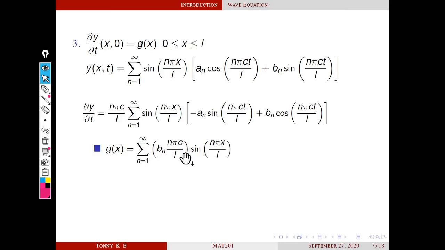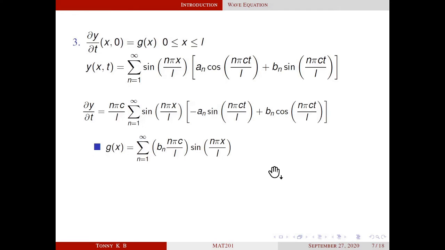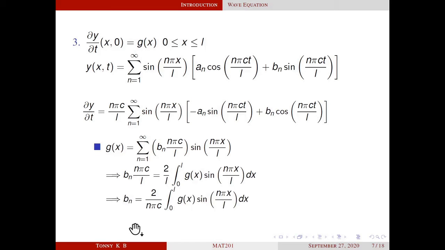So this is the Fourier sine series of g of x, right? So this Bn into n pi c by l is the Fourier coefficient. Okay, so what about the Fourier coefficient? Here the Fourier coefficient is Bn into n pi c by l. That is equal to 2 by l integral 0 to l g of x into sine n pi x by l dx. And this implies Bn is equal to like this.